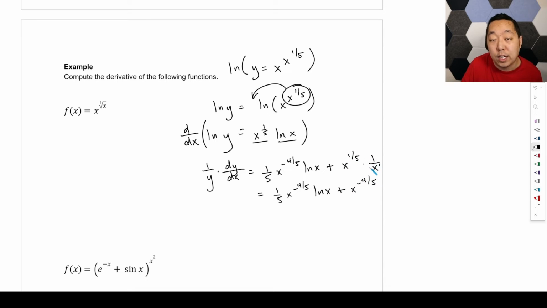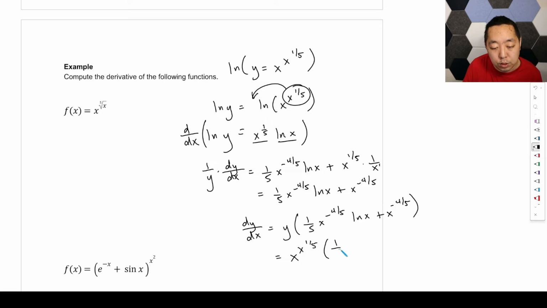When you divide two fractions with the same base, you subtract their exponents. And then you just multiply by y to solve for dy dx. It's y times this. You could factor out the x to the negative 4/5 if you wanted to, but I'm not going to do that much work. And then the last step, if you want it in terms of x, you know what y is, because y is equal to this whole thing. So it's x to the 1/5 times this. You just replace the y value because we defined this as y.